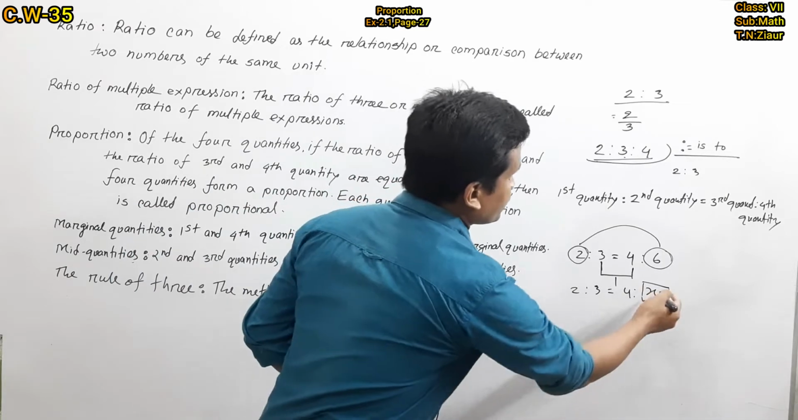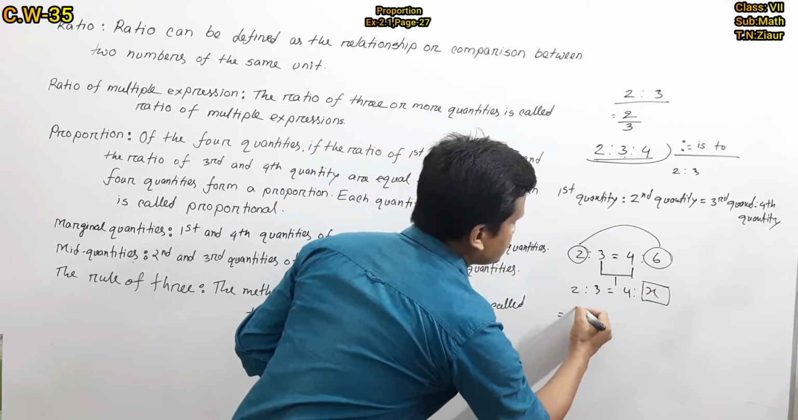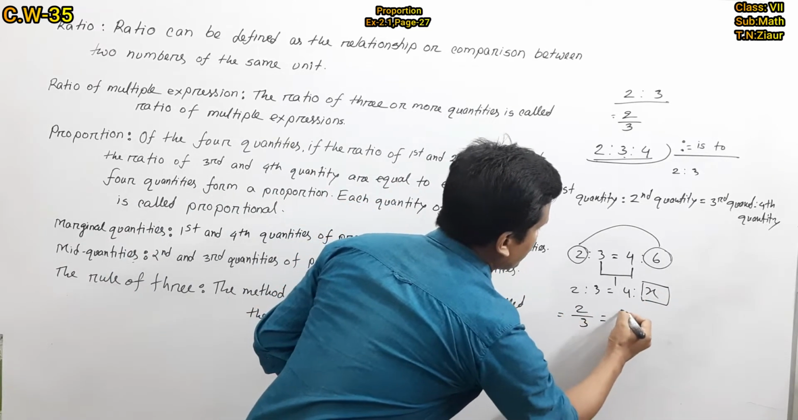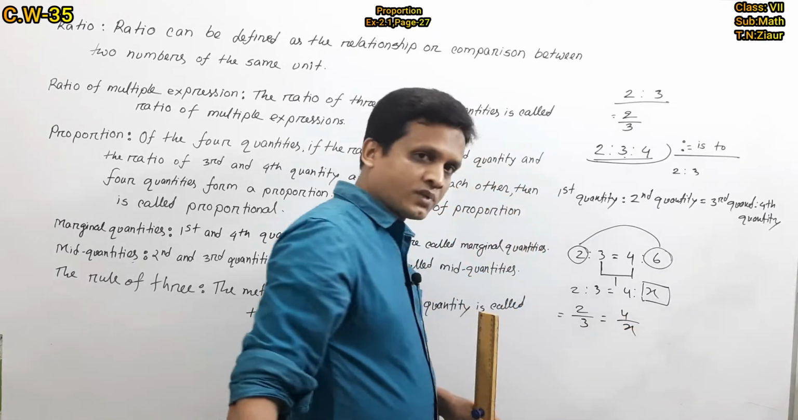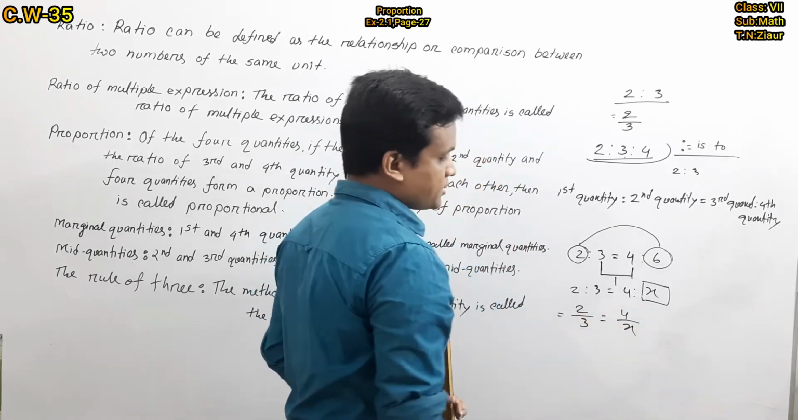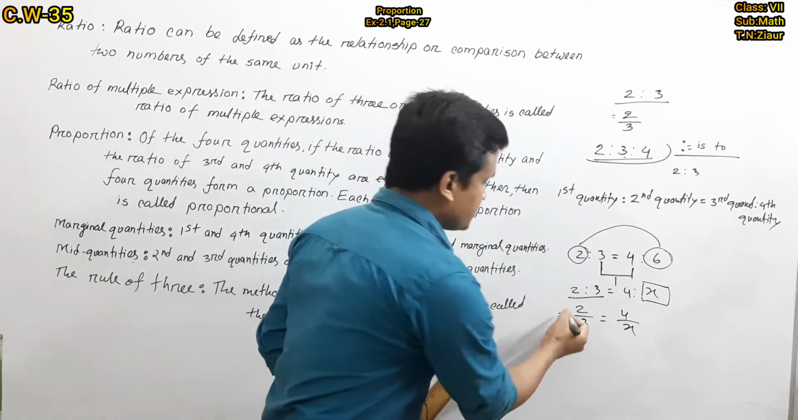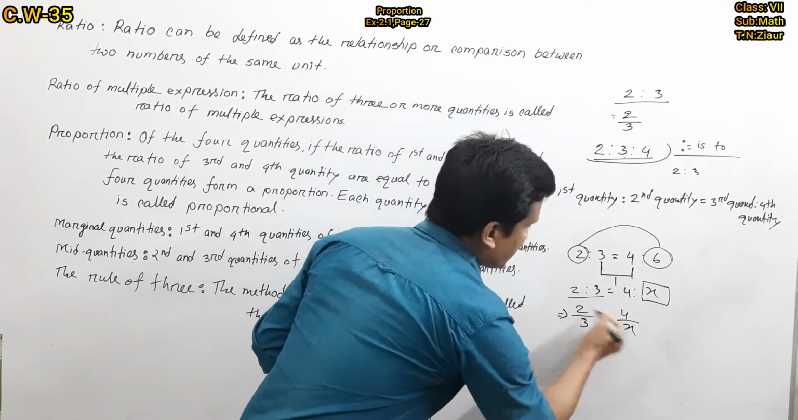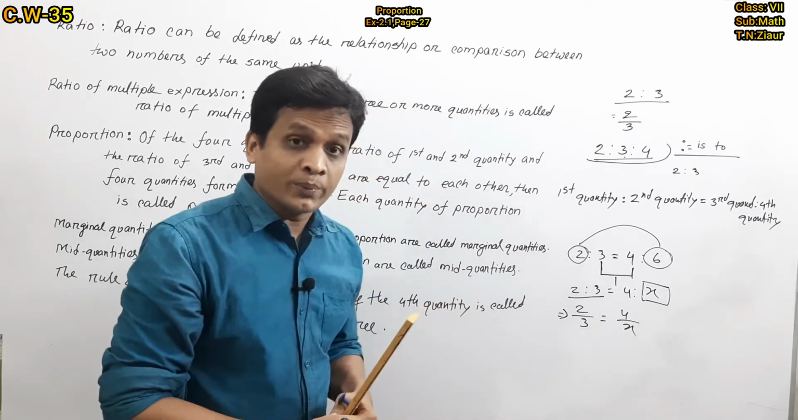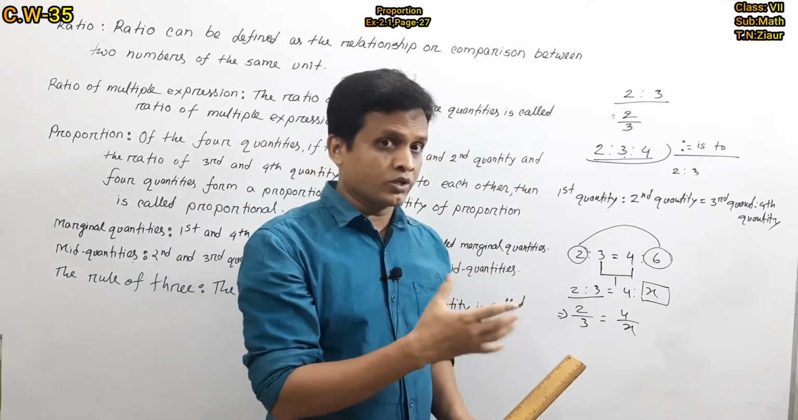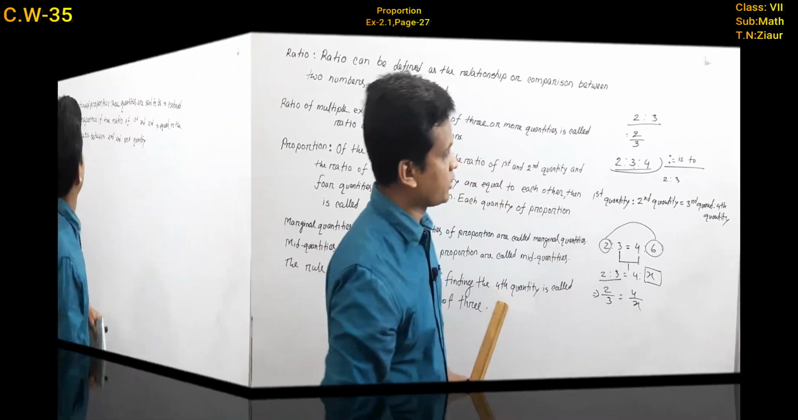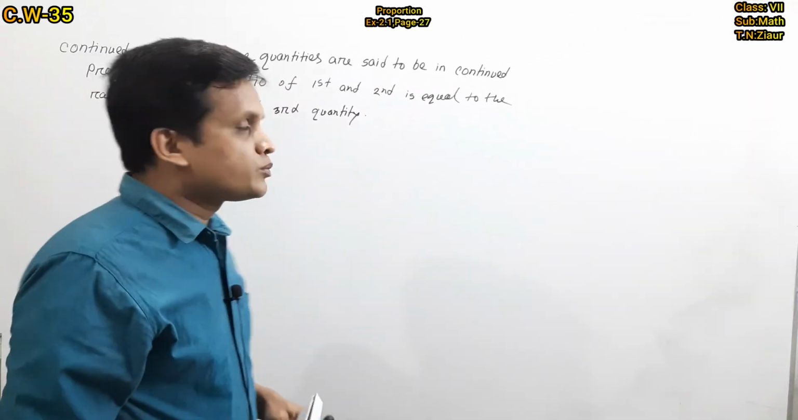That means when you find this one, students, we can write 2 by 3 equal to 4 by x, right? Like this way we can write, because in this ratio we can write like division, right? So 2 by 3, now how to find the value of x? Just cross multiplication. Okay, when we solve some maths, then we will show that one. Okay, next. Now continued proportion.